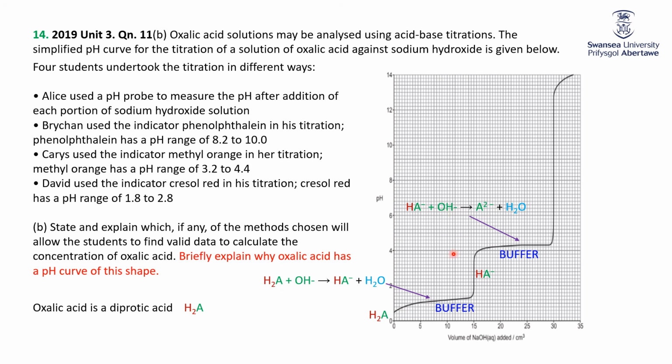Keep on adding this though, and eventually you've reacted all of the HA minus. It's all turned into A2 minus, which is what is present at this equivalence point. And then you keep adding OH minus, and it just makes the pH more and more basic.